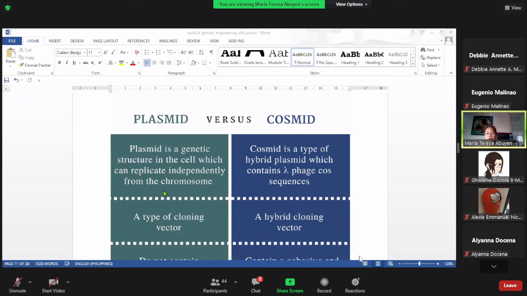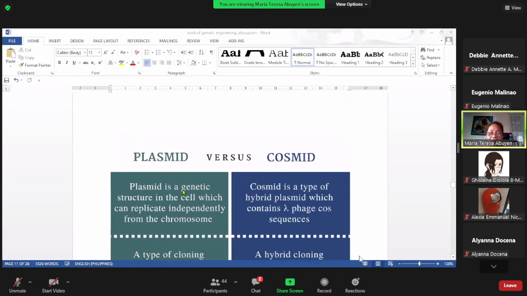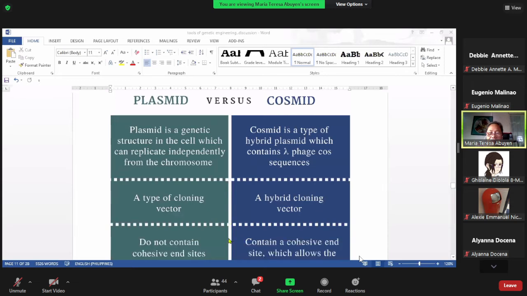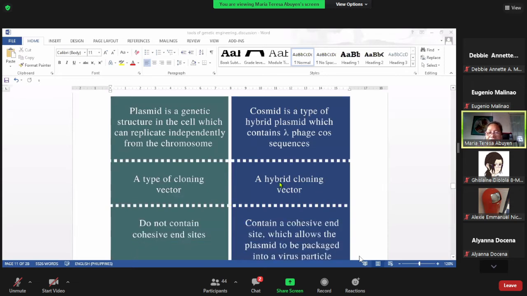Okay, so I don't know if I have posted this in the Google Classroom. I can't remember. So here is the difference between a plasmid and a cosmid. Just read it silently. Kung kay ano nga hybrid hiya, this is a combination of a plasmid and a virus. And virus din is a bacteriophage for the cosmid.